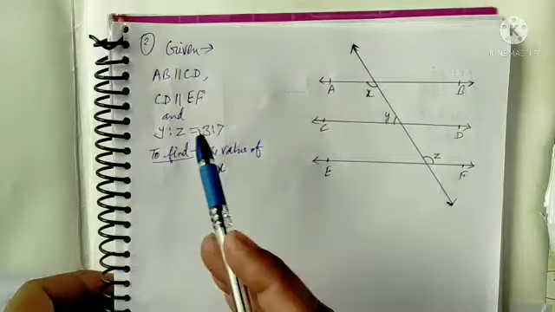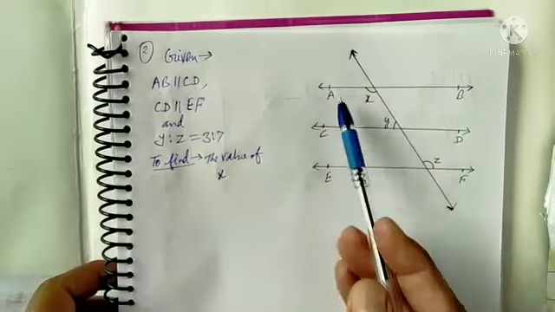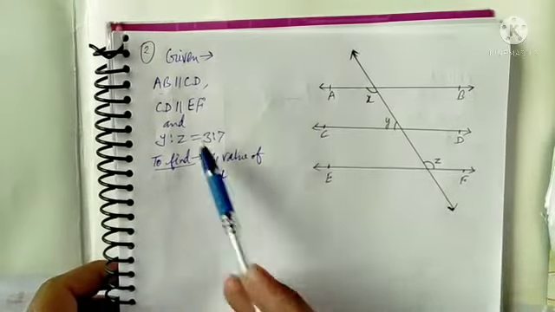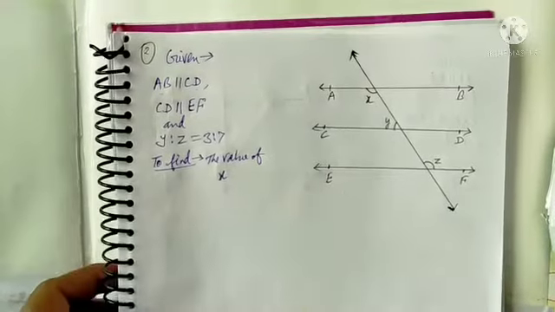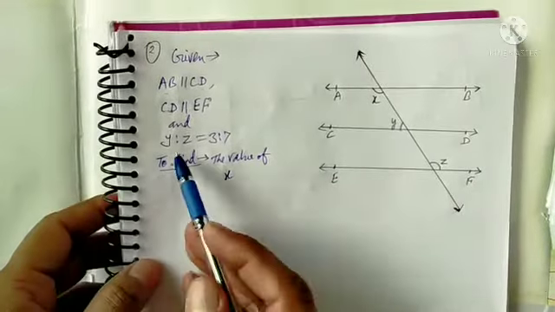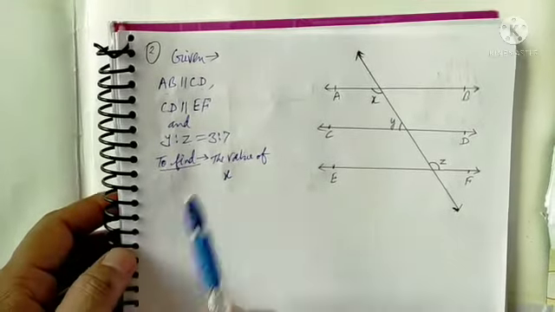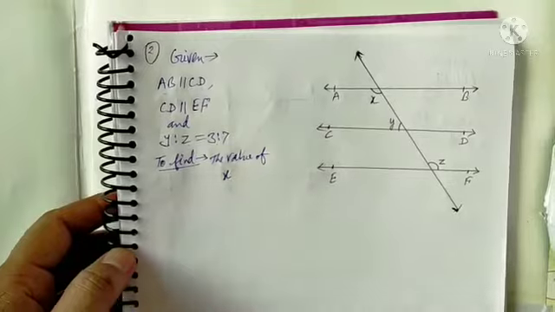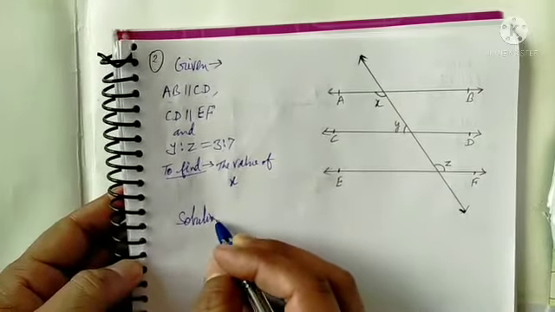Now question number two. AB parallel to CD is given, and CD parallel to EF. It means AB parallel to EF also. See, and the ratio of y to z is 3 to 7. Find the value of x. So first of all, it's a very simple question.